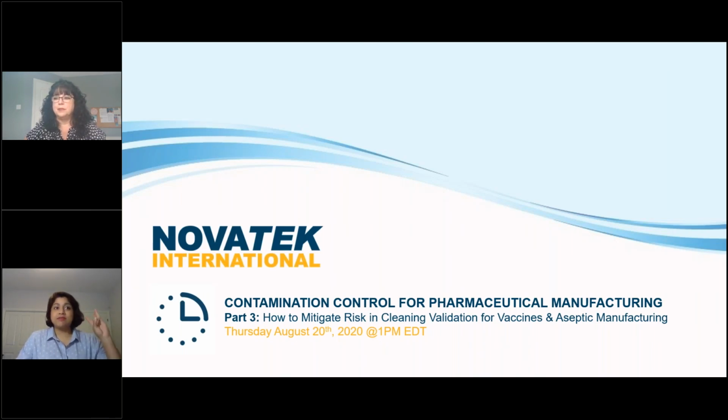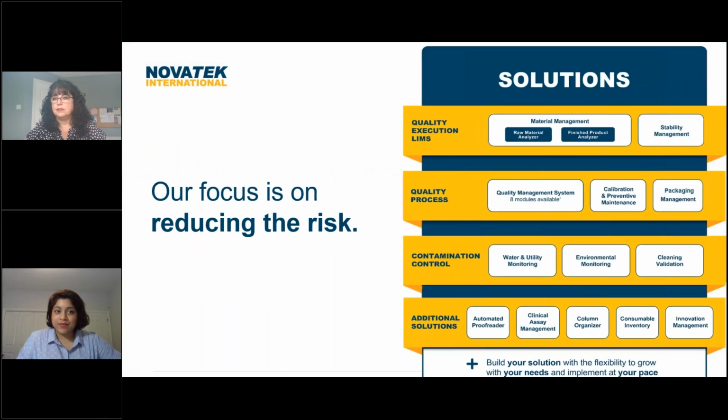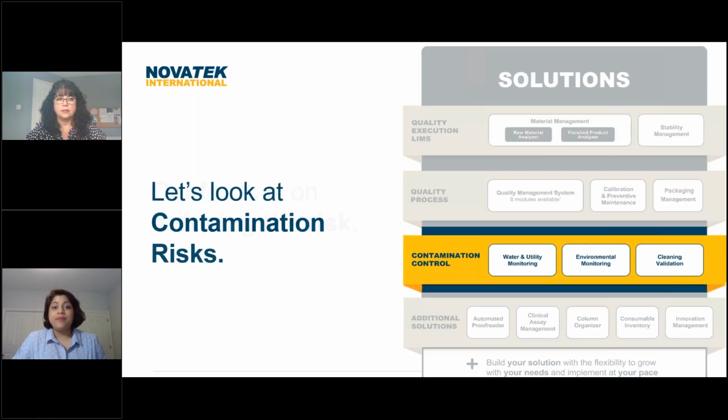15 minutes on the clock. This is part 3 of our contamination control series for how to mitigate risk in cleaning validation for vaccine and aseptic manufacturing. Cleaning validation, or shall I say automated cleaning validation software, is part of Novatek's product suite. All our products have been built and used by the pharmaceutical and biotech industry for the last 25 years, and our sole focus is reducing risk. Corinne will walk you through part 3 of our webinar series with mitigation of risk for the cleaning validation, and in particular, an adoption of an automated cleaning validation system.